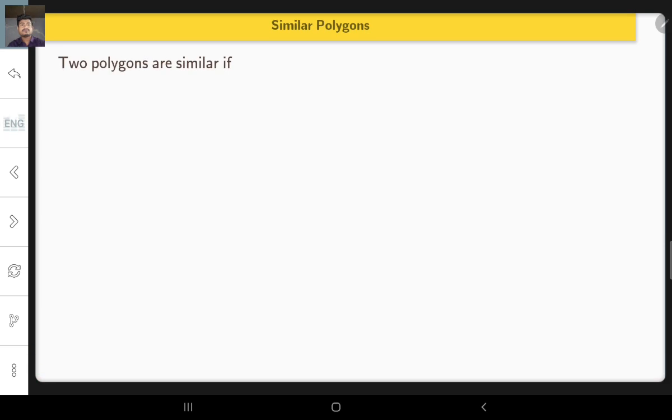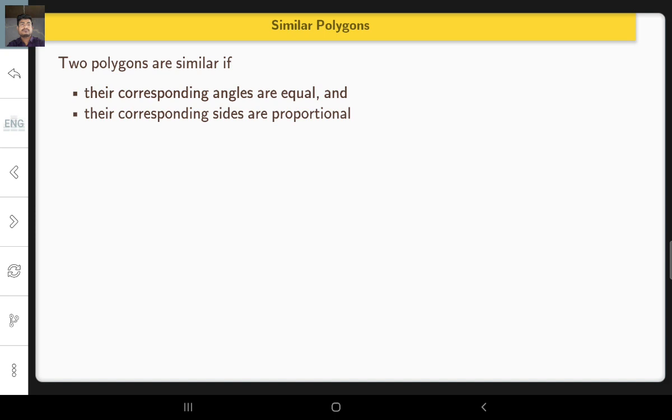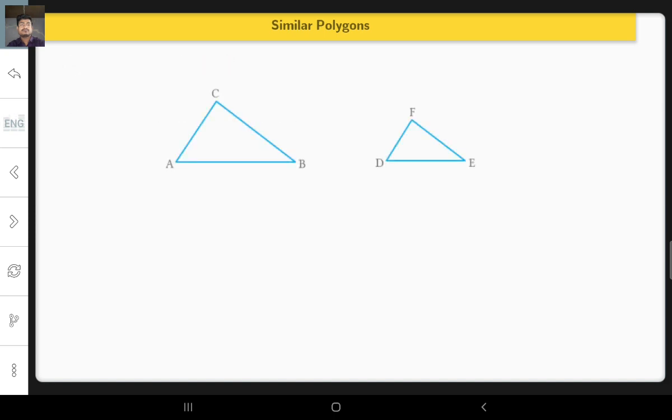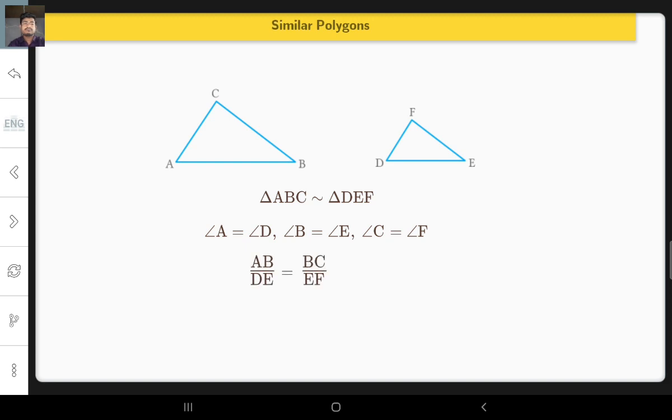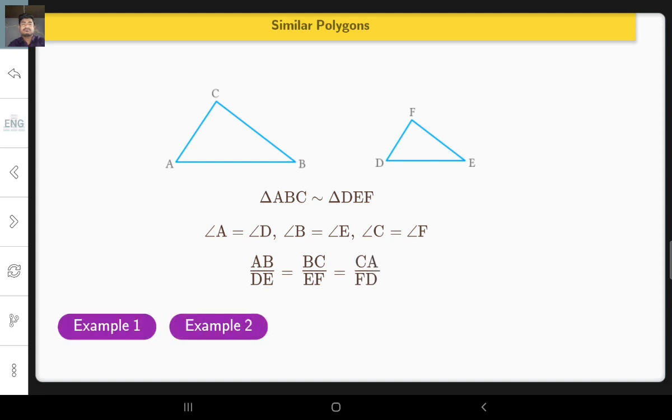Two polygons are similar if 1. Their corresponding angles are equal and 2. Their corresponding sides are proportional. It means two triangles ABC and DEF are similar if angle A is equal to angle D, angle B is equal to angle E, angle C is equal to angle F. And AB by DE is equal to BC by EF is equal to CA by FD. Tap the buttons to understand this better with more examples.